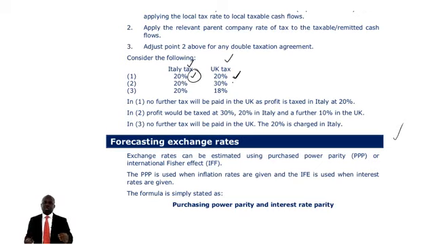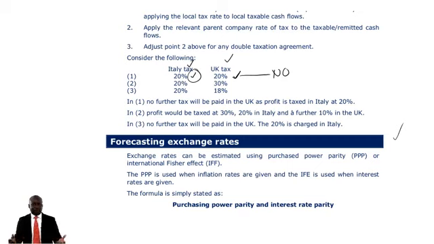We are going to give you relief of the 20% you paid. So in the UK, you are going to pay no additional tax because the 20% which you have paid there is enough. It cancels. That is the essence of double taxation. You don't have to pay tax twice on the same profit.